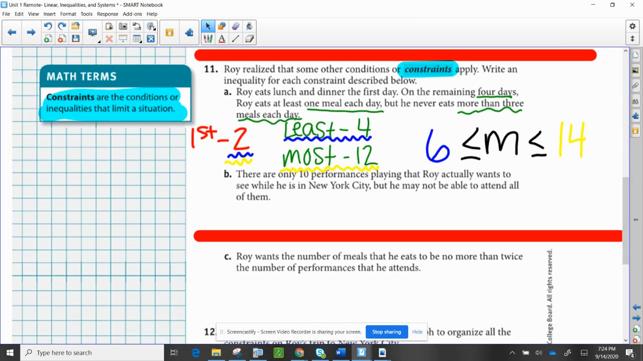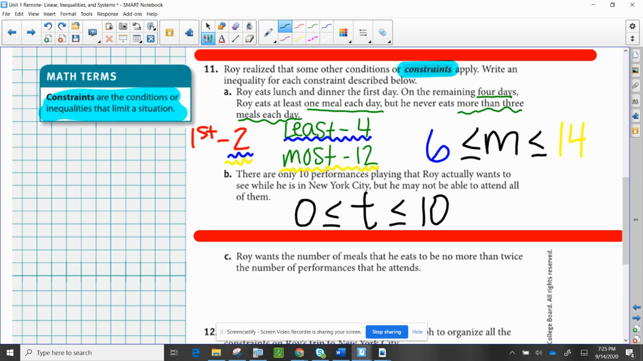Another constraint is about his performances. So there's only 10 performances playing that Roy actually wants to see while he's in New York City, but he may not be able to attend them all. So we're going to write a constraint now about the tickets. It's going to look similar to the meals, where we're going to have a range from a low amount of tickets he's going to have to the max amount of tickets he's going to buy. So he says there's only 10 that he actually wants to see. So 10 would be the most tickets he's going to have. Well, what would be the least? The least would be if he attends no shows at all.